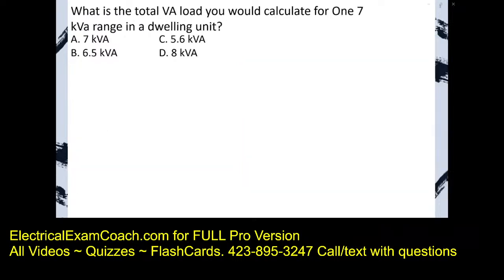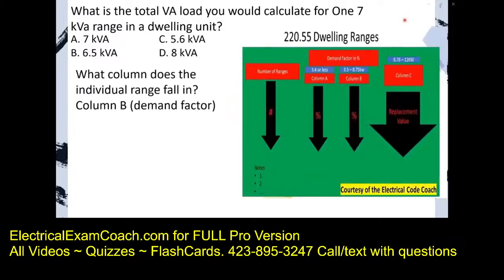What is the total VA load you would calculate for a 7 kVA range in a dwelling unit? First off, let's find out what column we're using. Our individual range falls into column B. Now let's find our total connected load. Well, in this case, it's just 1 range, so the total connected load is 7.